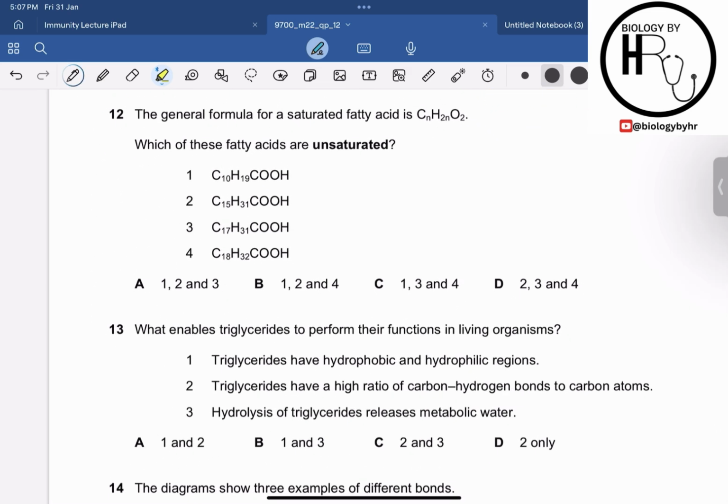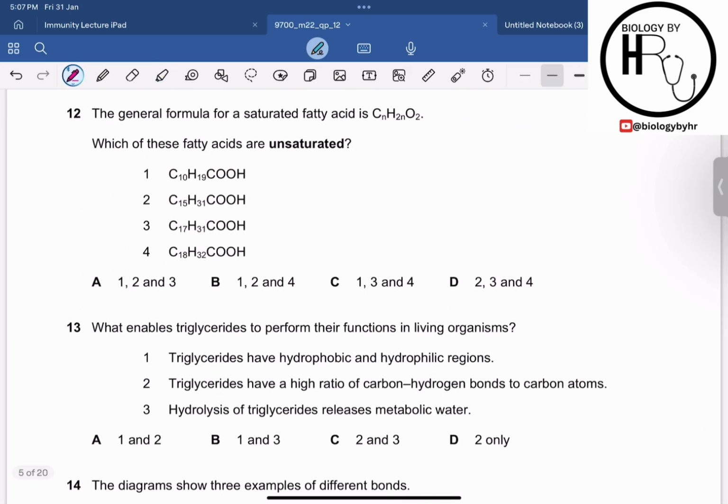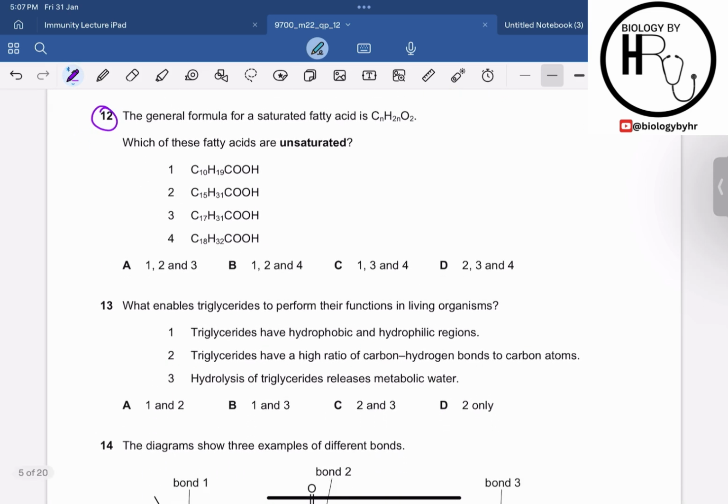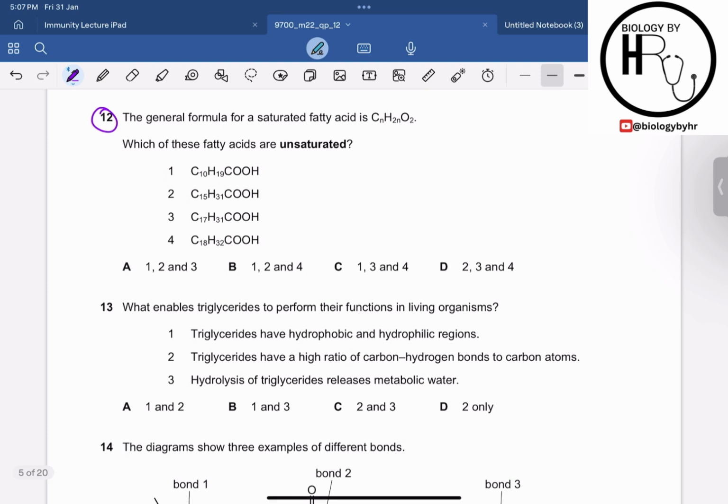Now let's do question number 12 over here. Question number 12 is about lipids. I believe it says that the general formula for the saturated fatty acids is CnH2nO2. Saturated fatty acids basically are the fatty acids which contain carbon-carbon single bond, right? Which of these fatty acids are unsaturated? Unsaturated fatty acids contain carbon-carbon double bond.